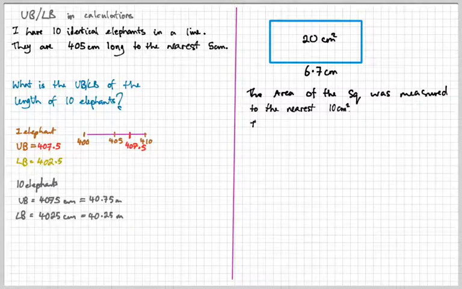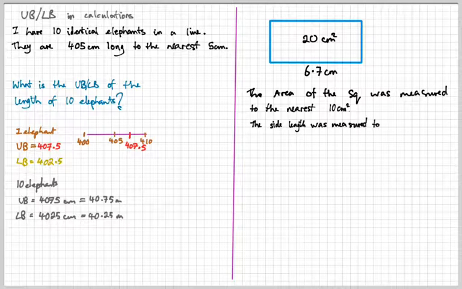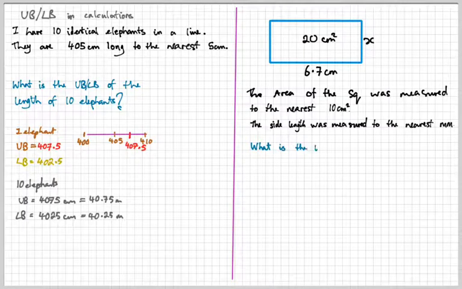The area of the rectangle was measured to the nearest 10 centimetres squared. The side length was measured to the nearest millimetre. So what is the upper bound and lower bound of x? Okay, x being the other side, the shorter side in this case.